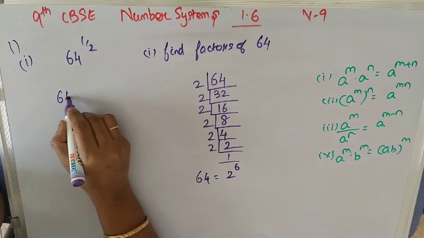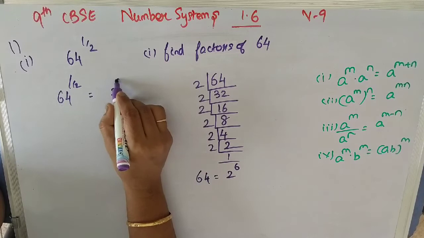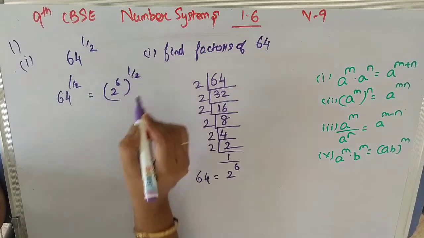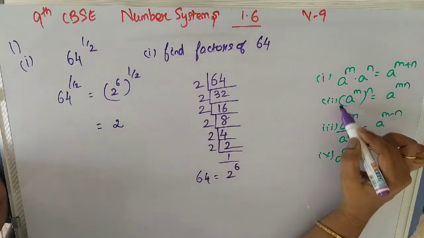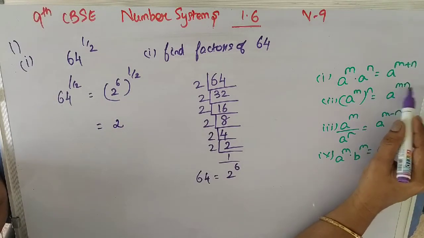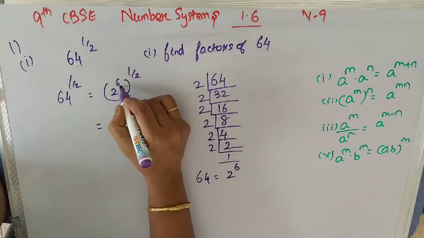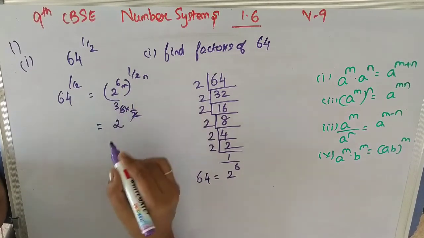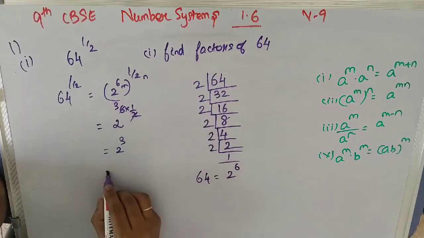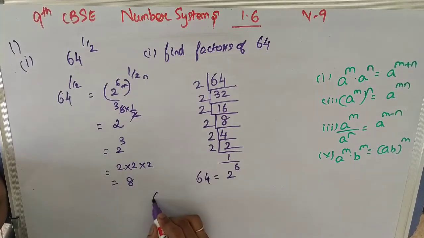So 64 power 1 by 2 is equal to 2 power 6 whole power 1 by 2. This looks like a power m the whole power n, the second law, so I am going to multiply the powers, a power m into n. So 2 power 6 into 1 by 2. 2 and 6 get cancelled and I get 3. So I get 2 cube. The value of 2 cube is 8, 2 into 2 into 2 is 8. So 64 power 1 by 2 is equal to 8.